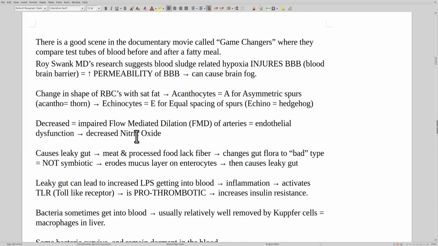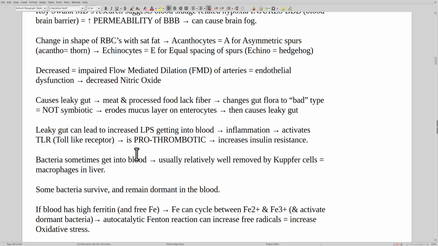Injured blood-brain barrier is associated with leaky gut. So you get all the problems related to that, like postprandial amyloidogenic clotting. It's associated with increased inflammation, and actually also contributes to worsening insulin resistance.